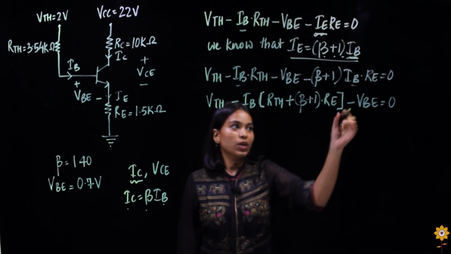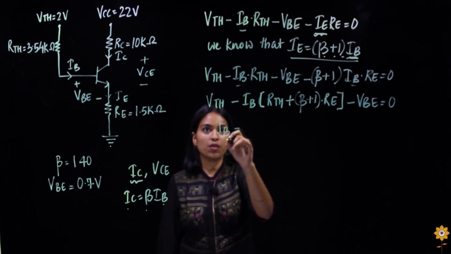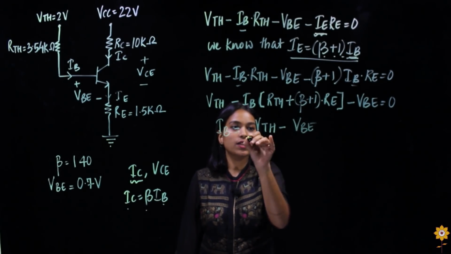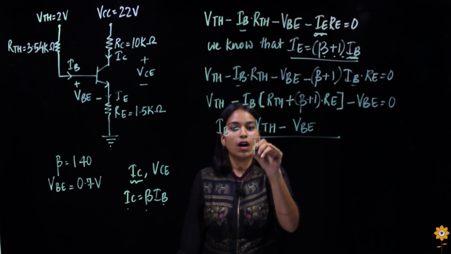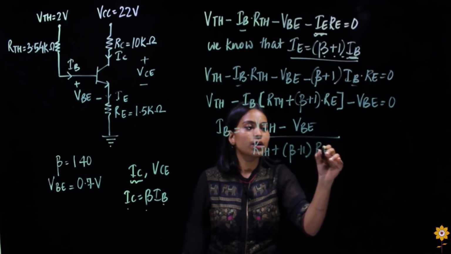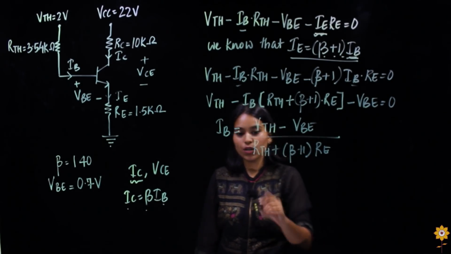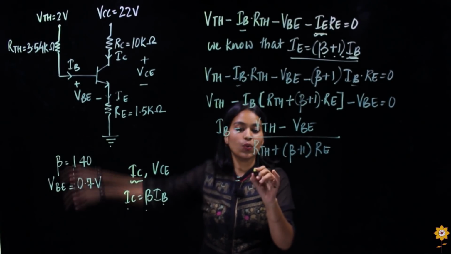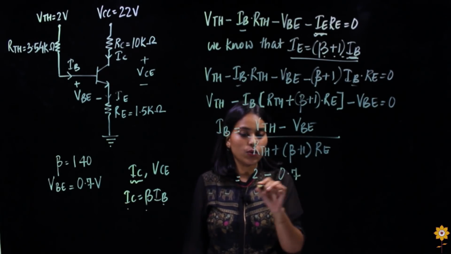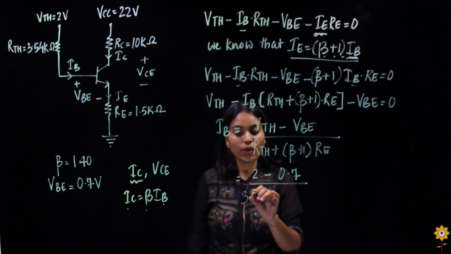So now we can take IB on one side because we are interested in finding out IB. So we have IB equal to VTH minus VBE, and then in the denominator we have this term RTH plus beta plus 1 into RE. Now you can see that we know all the values of these parameters. So let's substitute them. We know VTH is equal to 2 volts, VBE is given as 0.7 volts, and then RTH is equal to 3.5 kilo ohms.